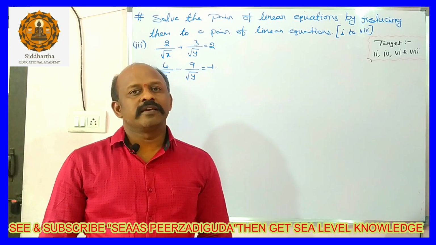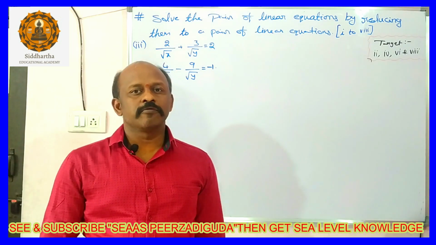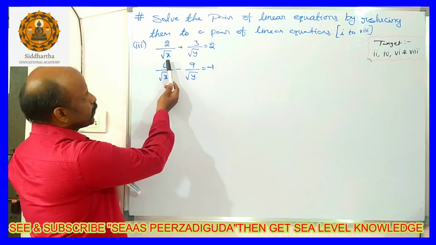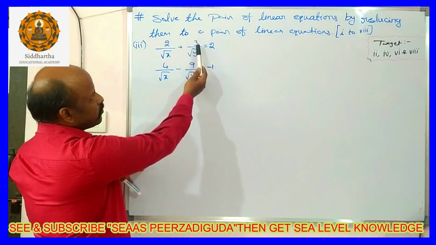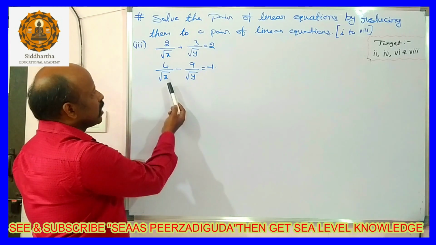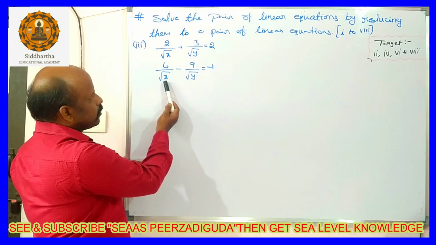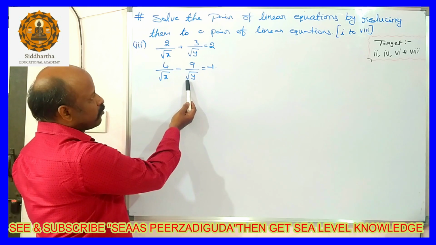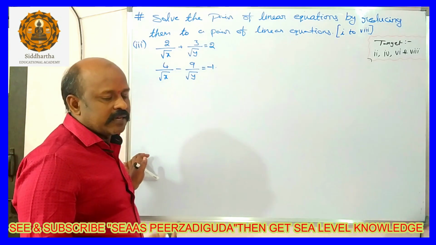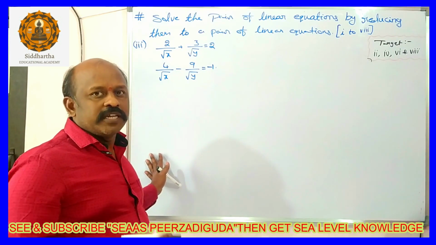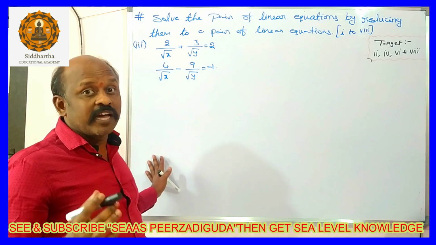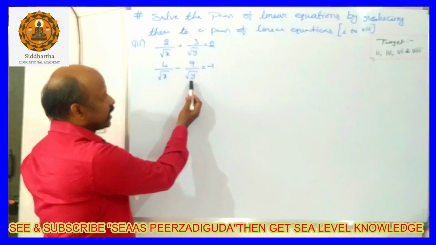Question number 3. Once you observe the question over here. So, what is the question over here? 2 by root x plus 3 by root y is equal to 2. This is one linear equation. And 4 by root x minus 9 by root y is equal to minus 1. This is another linear equation. These two linear equations we have to solve. That means we have to find the values of x and y.